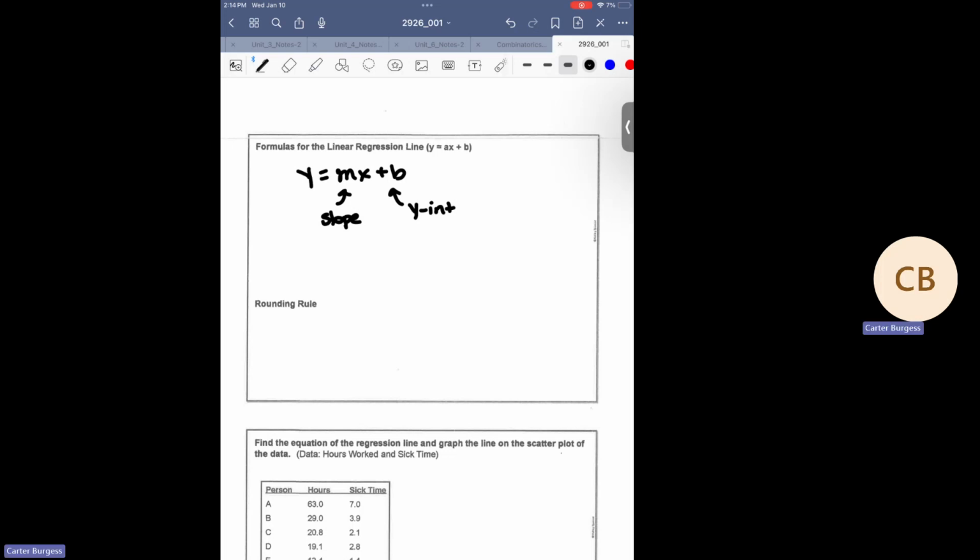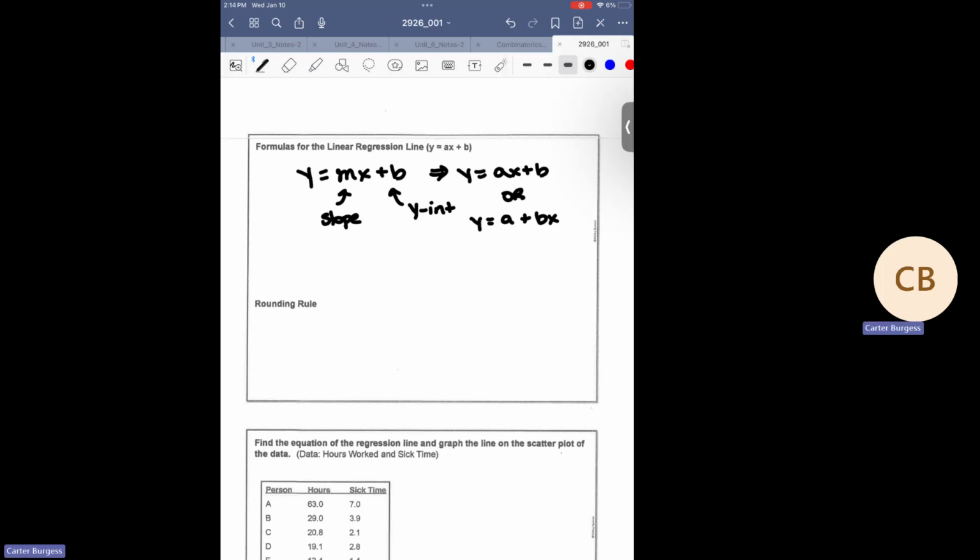I don't know why, but the formula that we use for a line for our linear regression is not y equals mx plus b, but it's basically the same thing. Instead of saying y equals mx plus b, you will instead see y equals ax plus b, where a is the slope and b is the y-intercept. Or you could also see y is equal to a plus bx, which is the exact same thing as the one above, but the a and the b are just reversed.